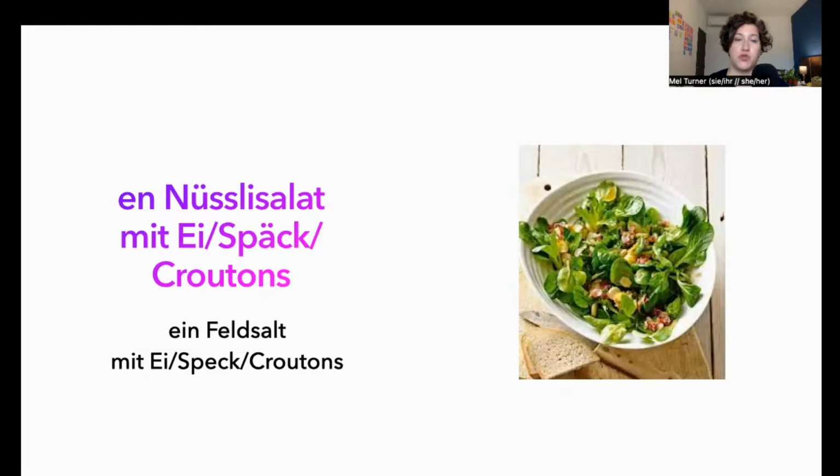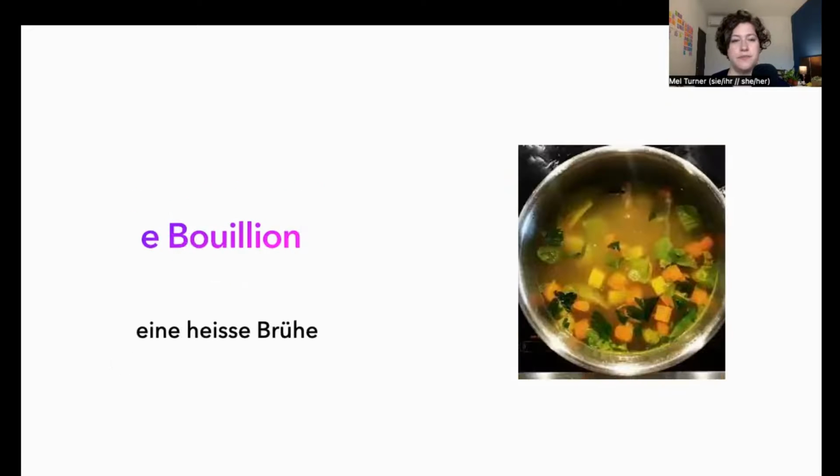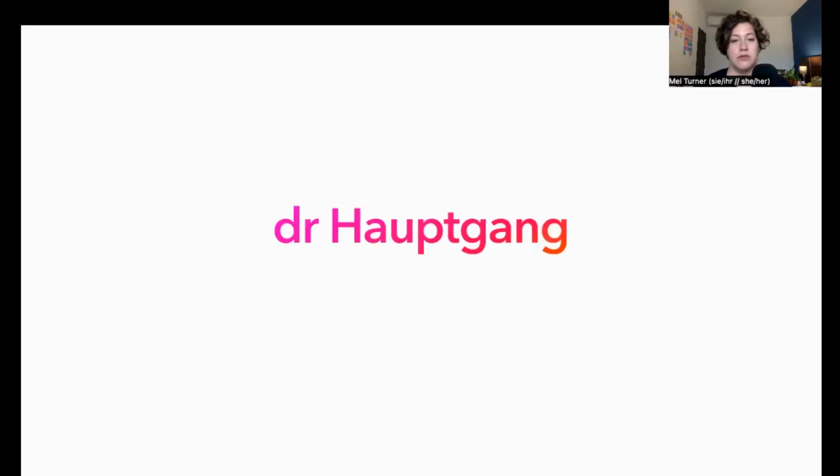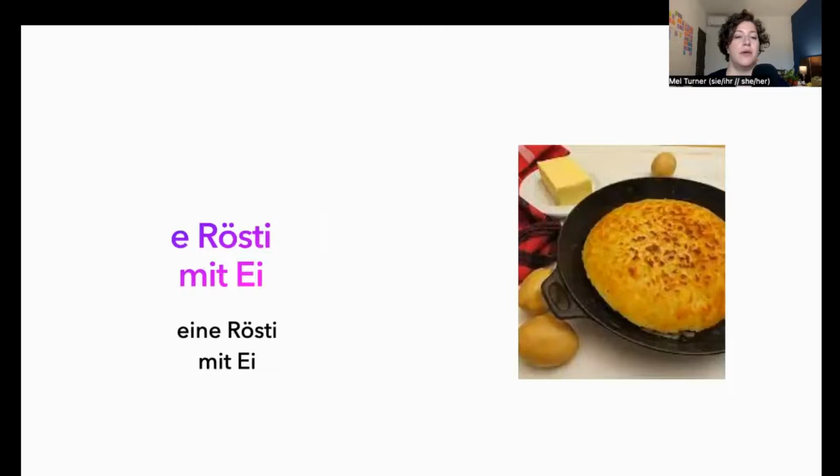Then also we have französische und italienische Soße. Französisch is very often a cream-based dressing, and italienische Soße is oil-based. It's like an oil vinaigrette kind of thing. Then a bouillon, a heiße Brühe, in case you like soups. And then we have a Tomatensuppe, or a Tomatensuppa. That's how we call soups. Wonderful. Wunderbar.